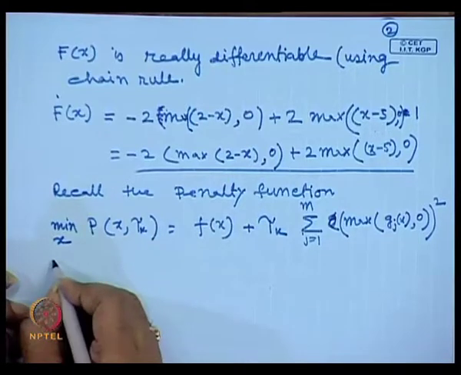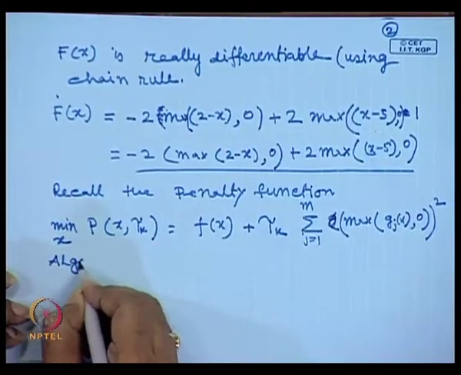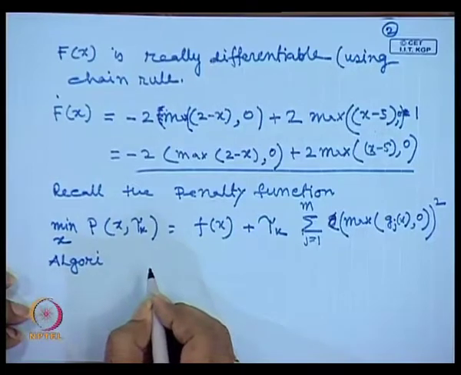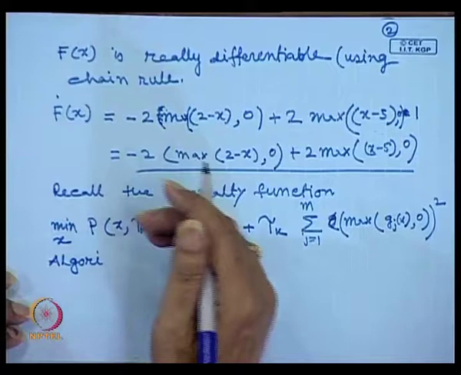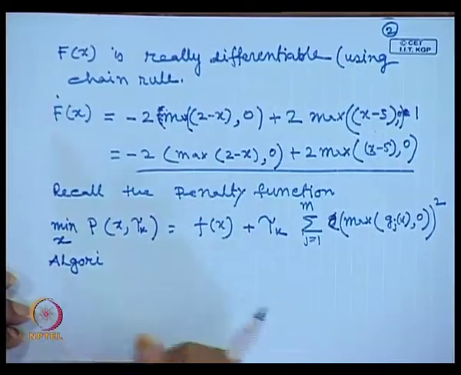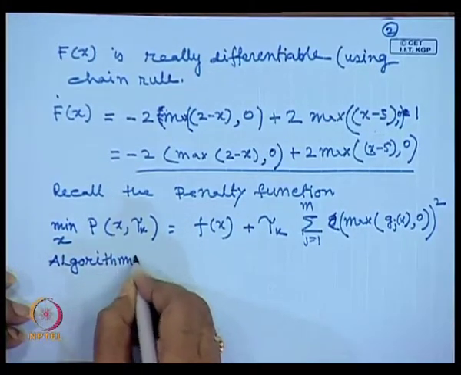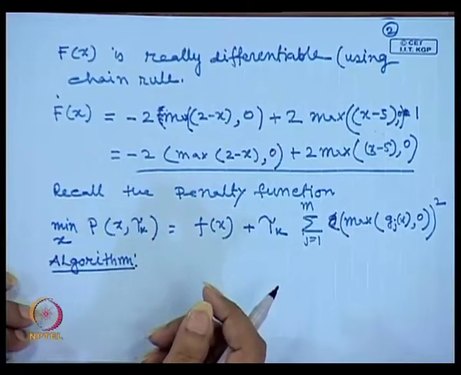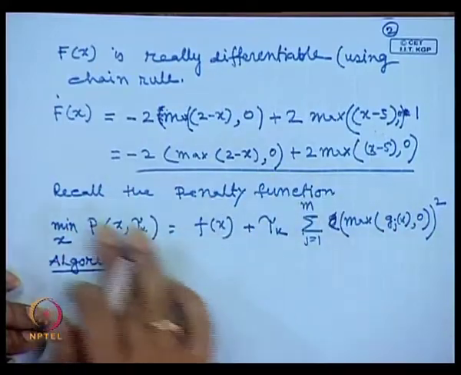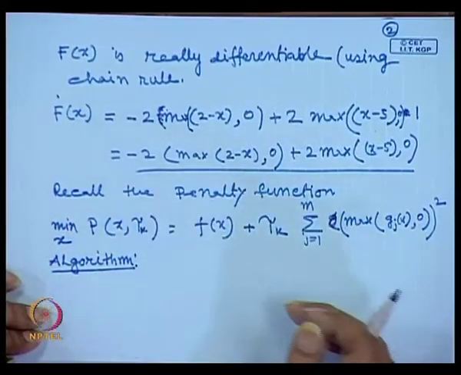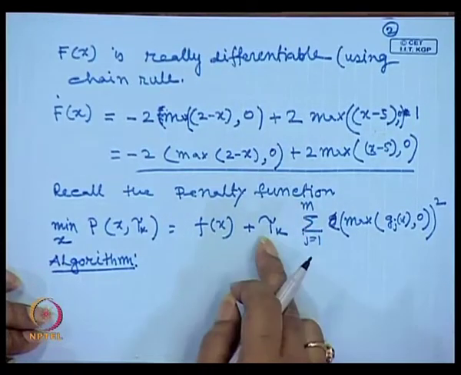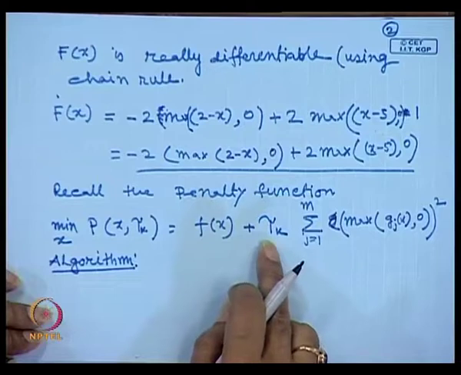So, what are our algorithmic steps to solve such nonlinear algebraic problems with constraints using the exterior penalty function method? What steps do we have to follow? The steps are simple. First, you take one point which is outside the feasible region, that is, in the infeasible region. Then you find the necessary condition for this and solve it in terms of tau k.